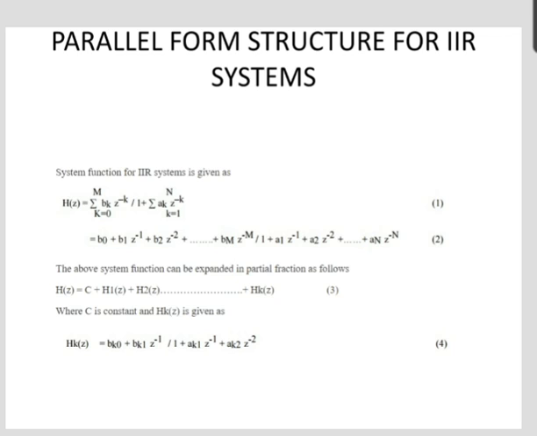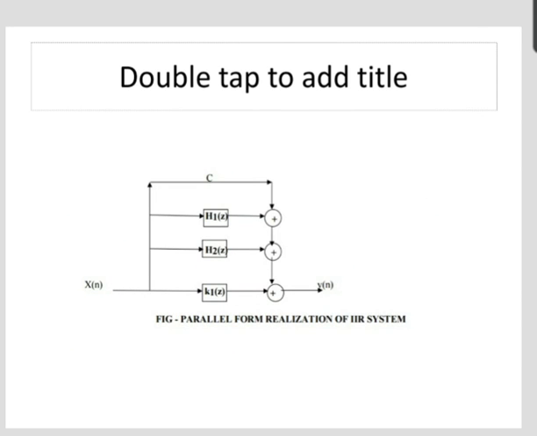The parallel form structure for IIR system. The system function for the IIR system is given by this equation. The above system function can be expanded in partial fraction form as H(z) = C + H1(z) + H2(z) + ... + Hk(z), where C is a constant and Hk(z) is nothing but (bk0 + bk1 z raised to minus 1) / (1 + ak1 z raised to minus 1 + ak2 z raised to minus 2). So this is the parallel form realization of IIR system.